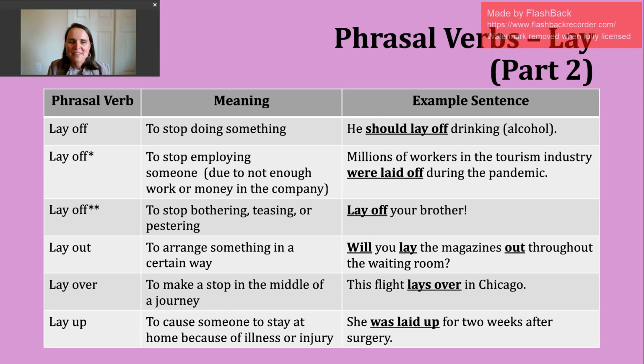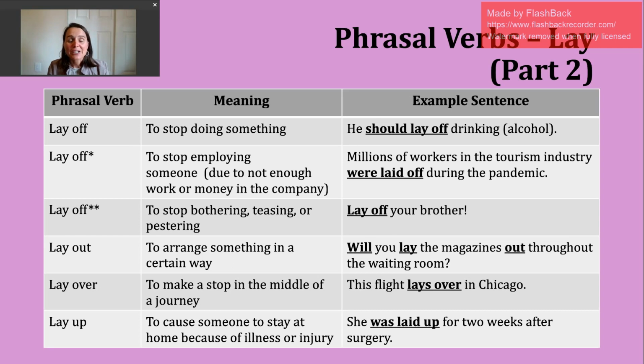The next phrasal verb you'll hear is lay out. This means to arrange something in a particular way. An example of this could be, will you lay the magazines out throughout the waiting room? So set some on one table, set some on another. That is what's being described in that question. And that's a simple future where we can see will there. You might also interpret this as making a request of someone else.